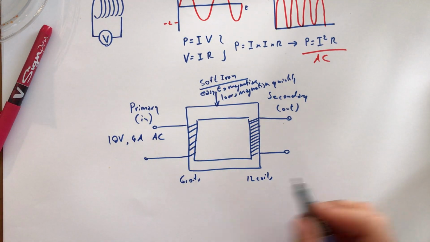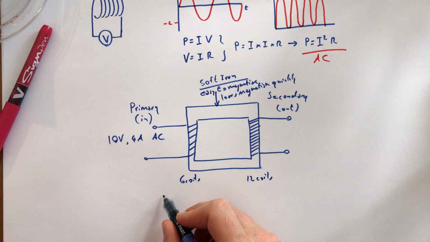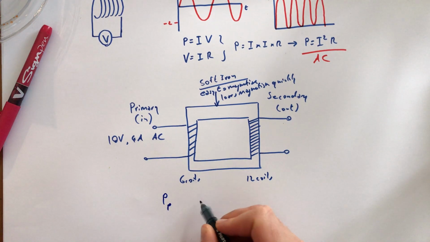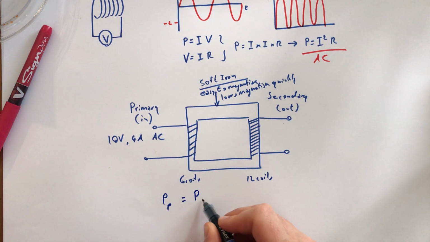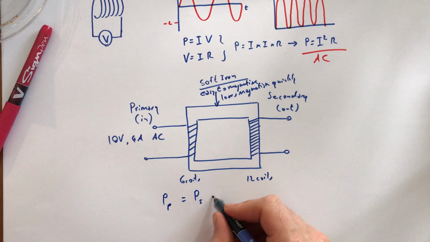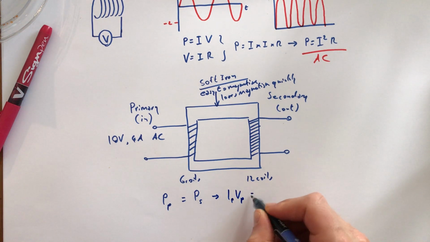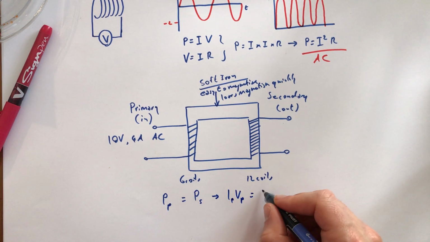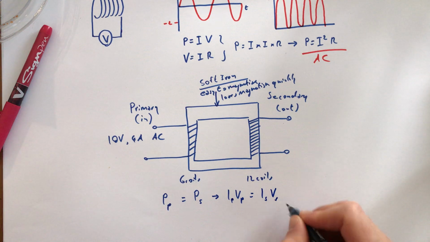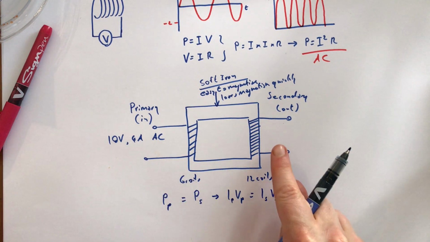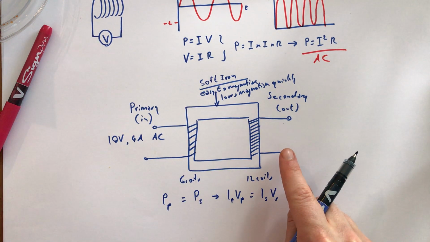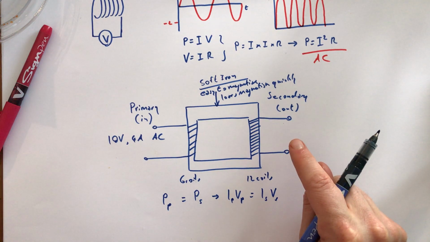And if that's the case, that means the power on this side, so we can say power P, should be equal to power S. The primary power is equal to the secondary power. So we can also rewrite that as IPVP is equal to ISVS. So the power on this side is equal to the power on that side. Okay, but we still don't have enough information.